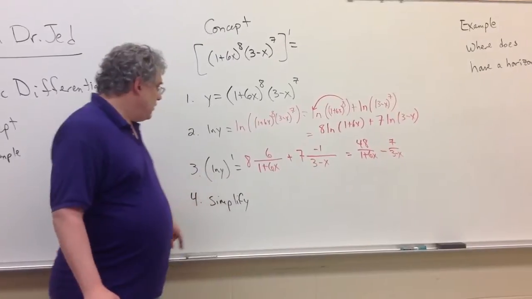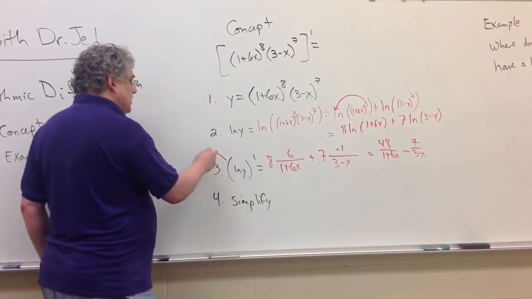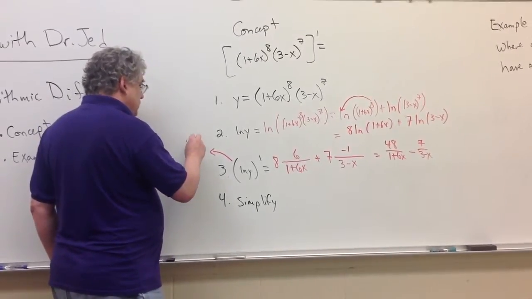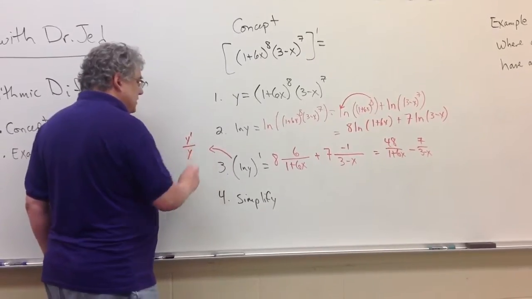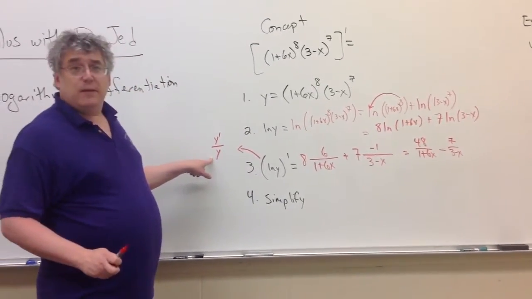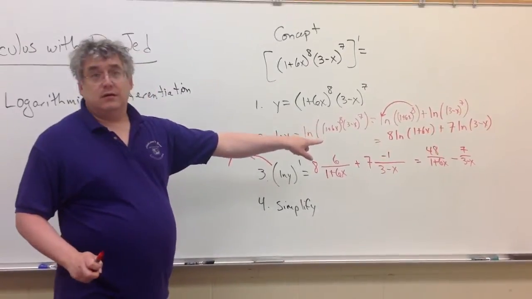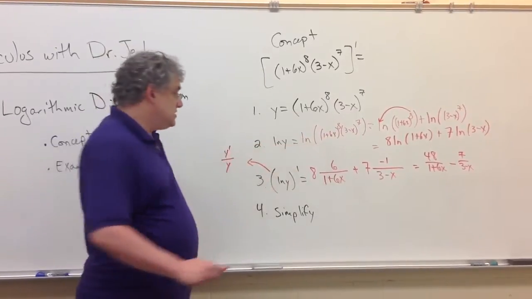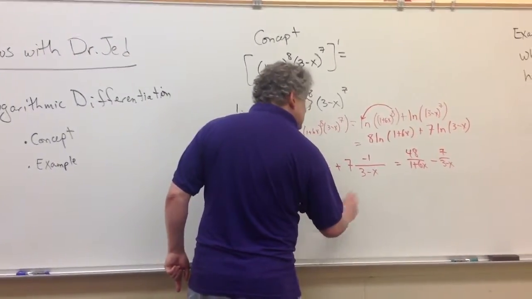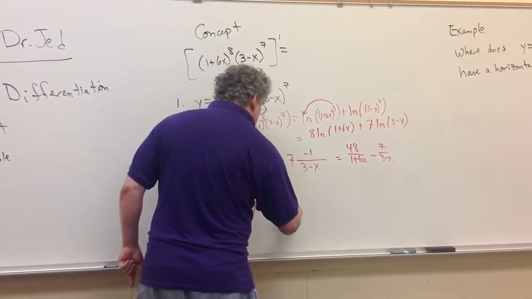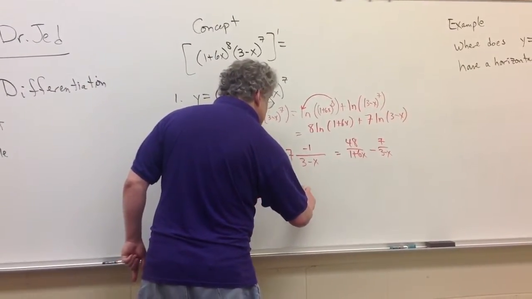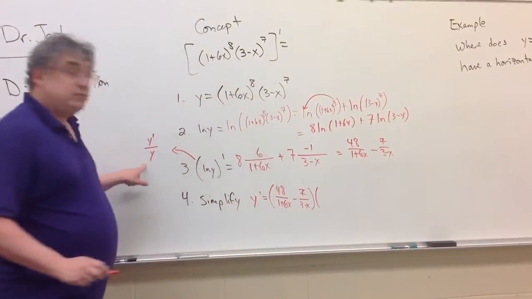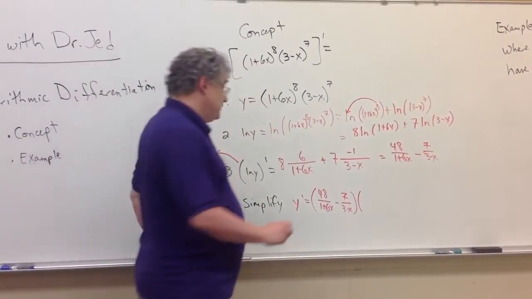What is the derivative of the natural log of y? The derivative of the natural log of y, using the rules of logs, is going to be y prime over y. So what would I do if I want to simplify and find y prime? Y prime over y is that. So what I want is y prime. So I multiply both sides by y. So we get y prime is 48 over 1 plus 6x minus 7 over 3 minus x times y, because I have to multiply by y.